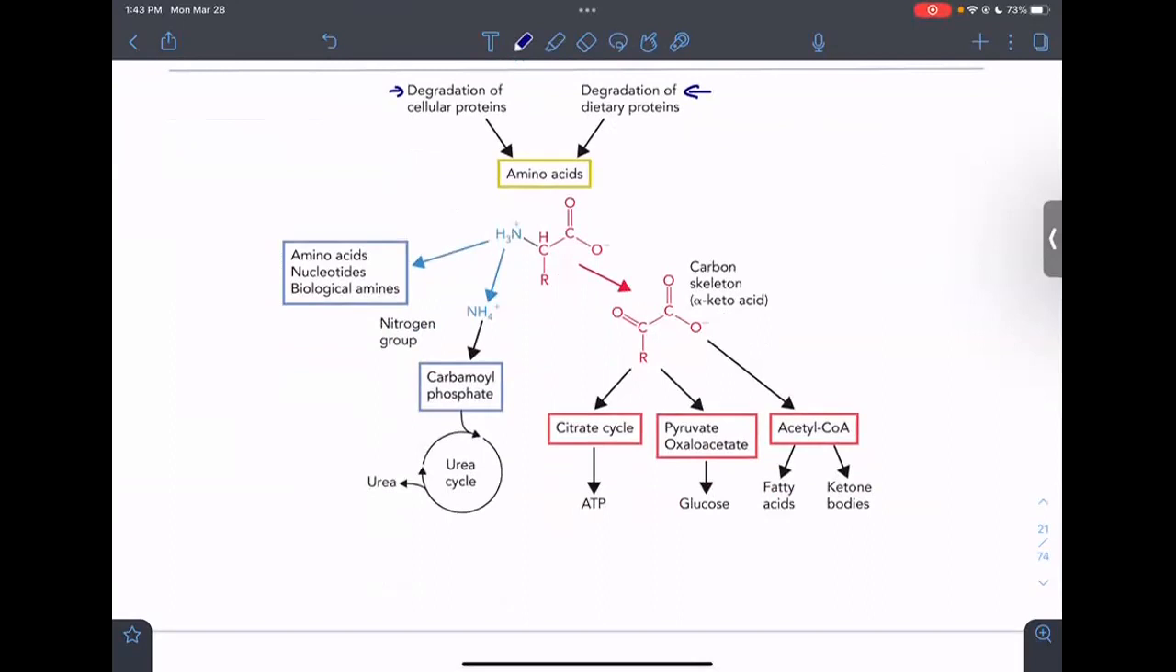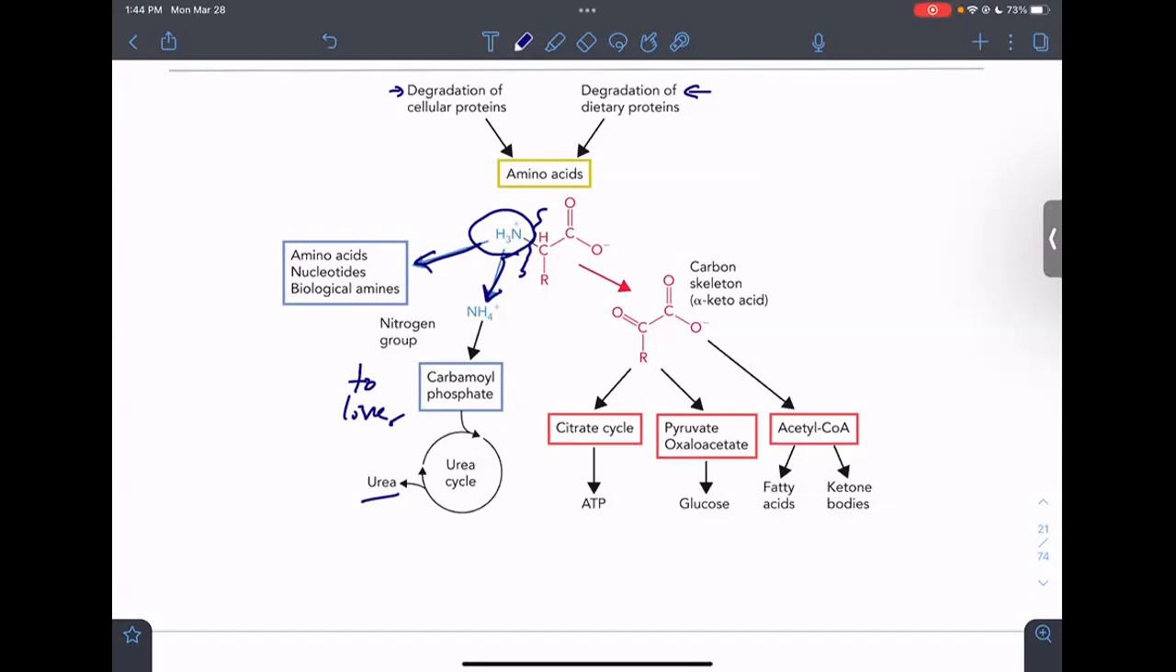Now the amino acids can then be recycled, right? So we can take those nitrogen containing groups and use them to make amino acids, to make nucleotides, and make biological molecules. We could also get rid of the nitrogen, right? We could export it out as waste, as urea. But in order to do that, we have to break it off of its carbon backbone. So if we break it off of the carbon backbone, the nitrogen group can be excreted as the ammonium ion, transported from peripheral tissue to the liver. So we go to the liver where it's incorporated into urea and then excreted out.